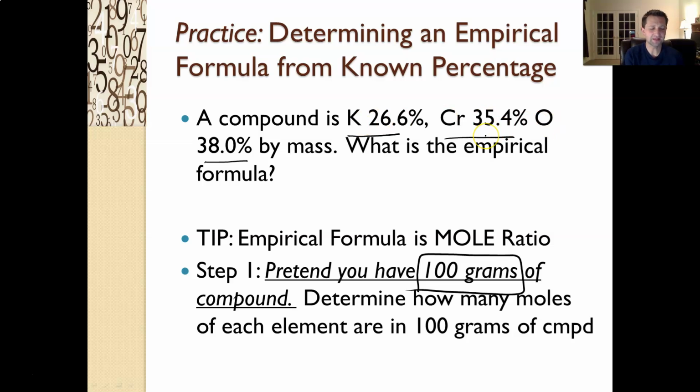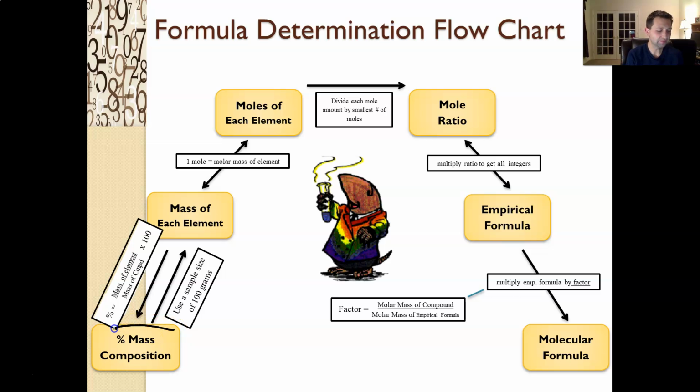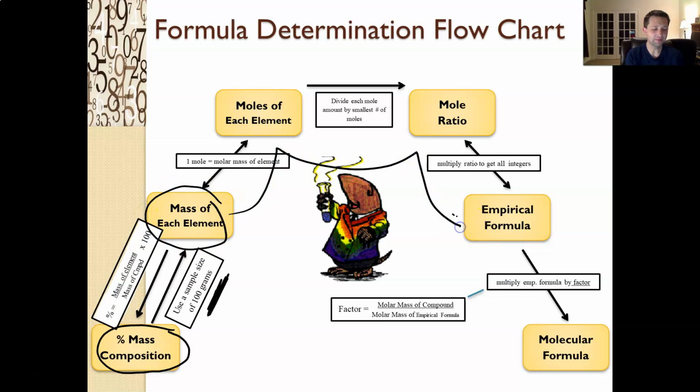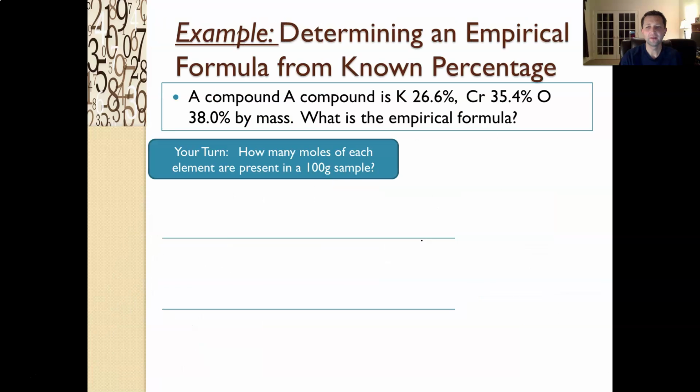So I have to convert these percents into moles somehow. Well, the assumption I'm going to make is I have 100 grams of my substance. So then I have 26.6 grams of potassium, 35.4 grams of chromium, 38.0 grams of oxygen. I just convert to moles. It's going to be the lowest whole number ratio anyway, so it's going to work out really nice. So if you're given percent mass composition, use a sample size of 100 grams. Okay? Then you have the mass of each element. Then just follow the roadmap and get to your empirical formula, which is what we have to end with.